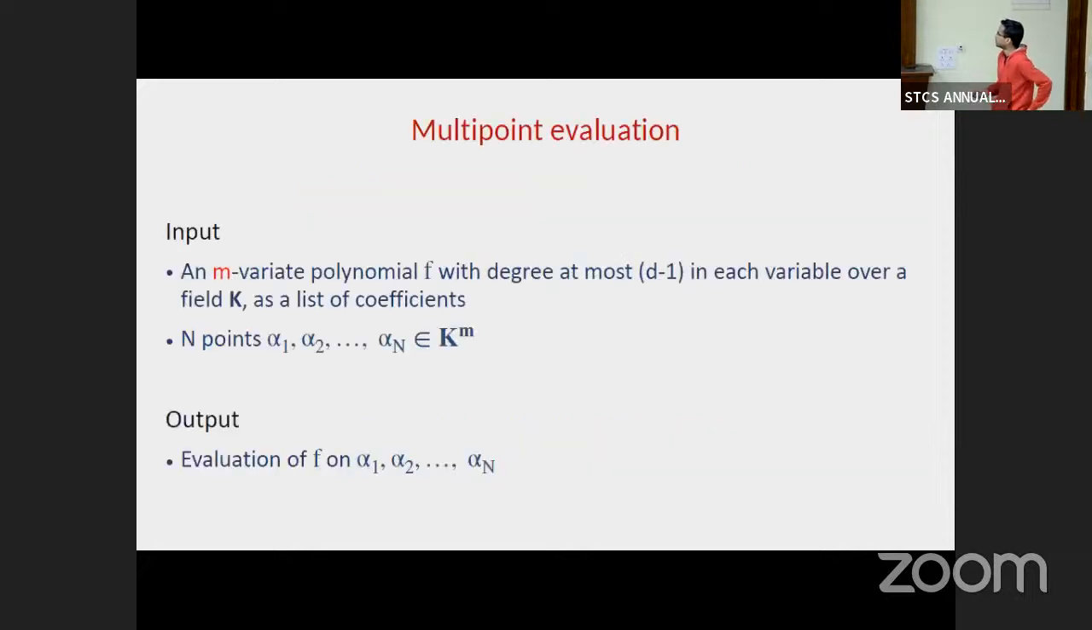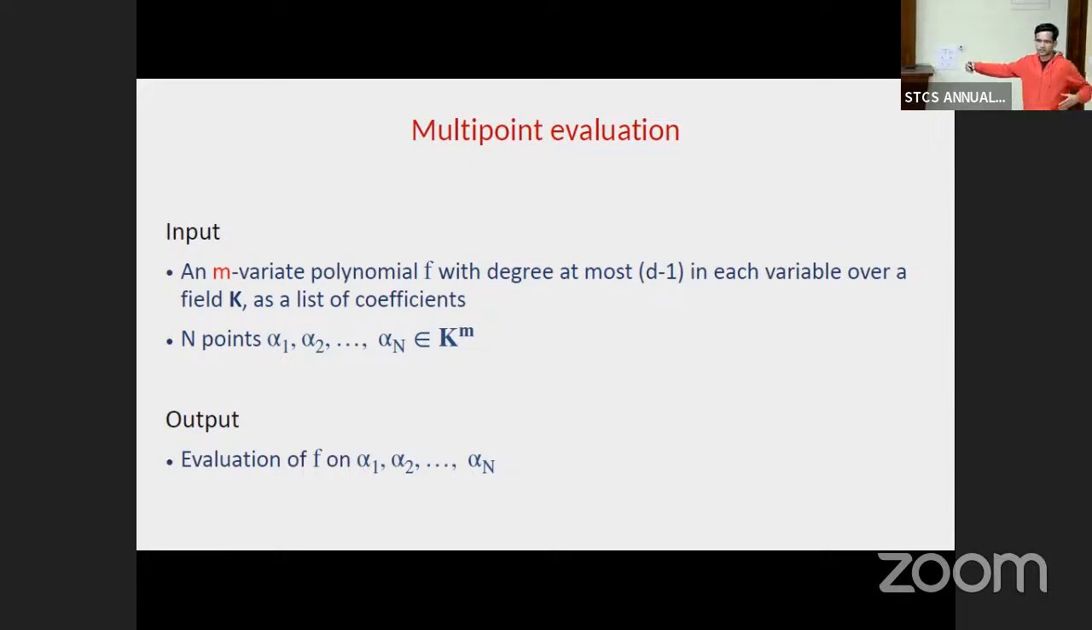All right, so what's the question? This is an algorithmic question. Your input is a multivariate polynomial. The polynomial has degree less than d in every variable, and it is given to you as a list of coefficients. There's an underlying field. For now, it may be easier to think of the field K as being a finite field, for reasons that I'll come to later.